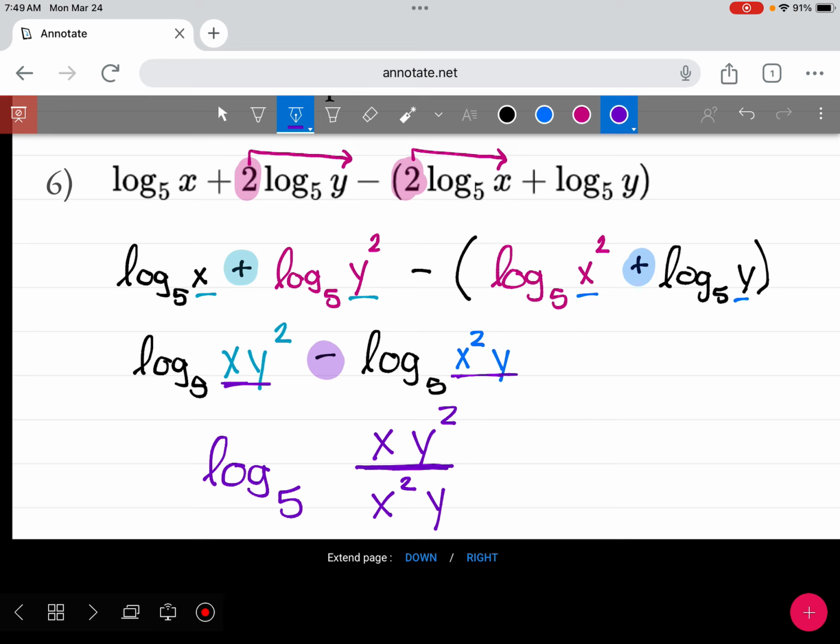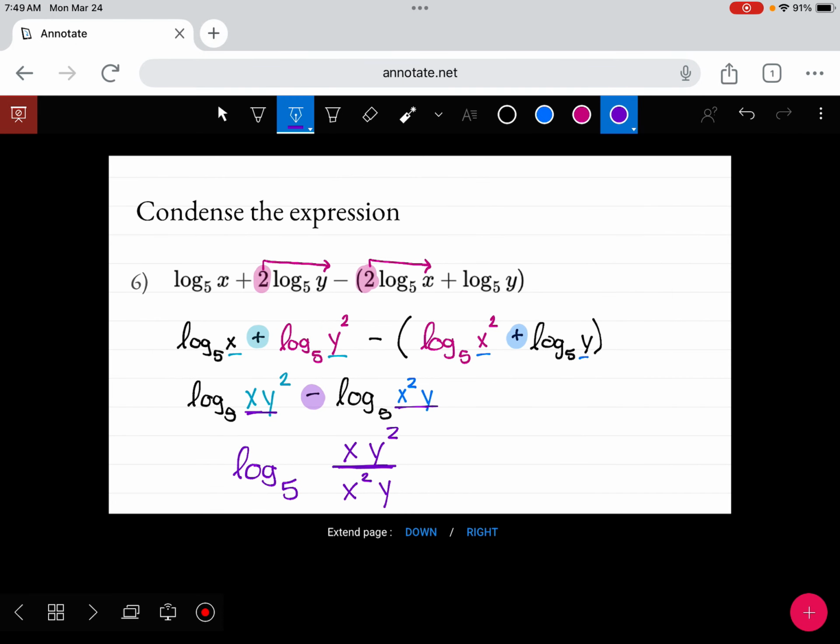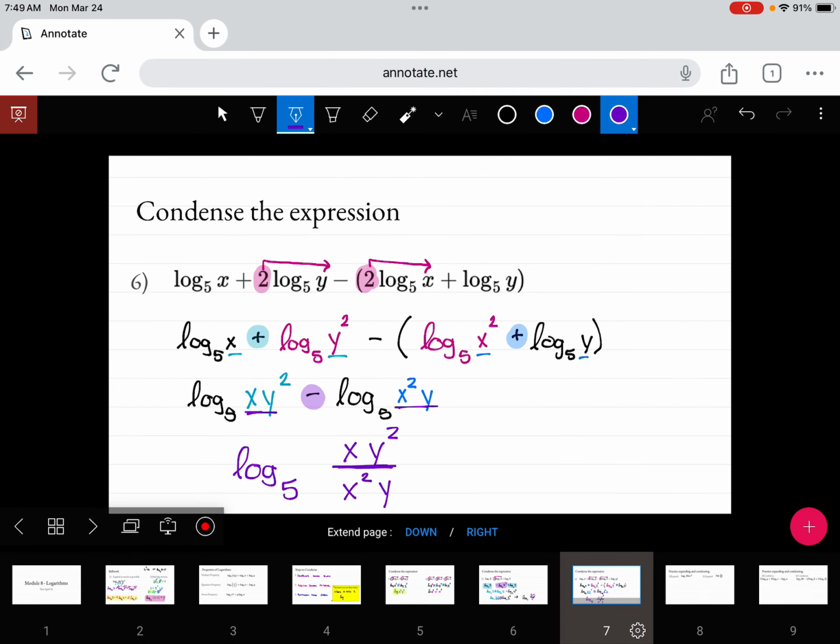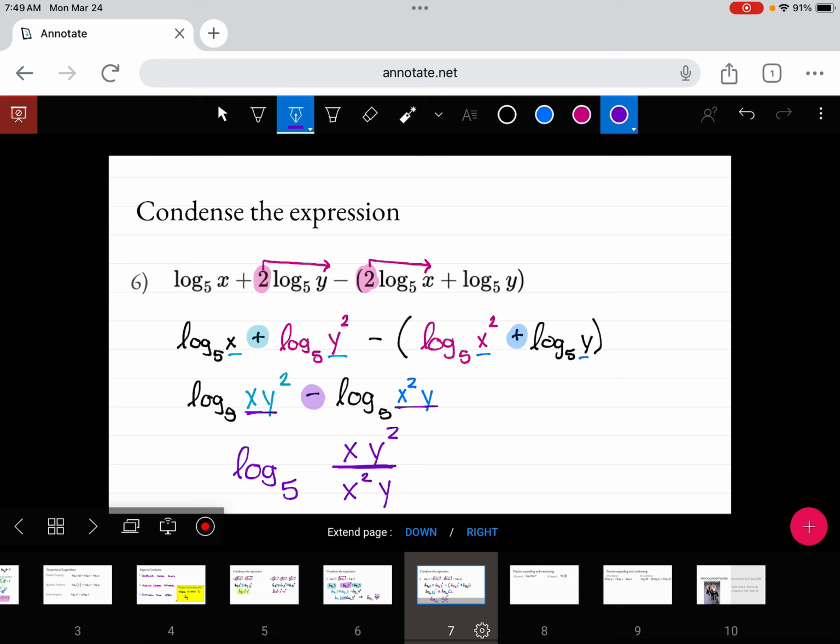There's 4 more questions left on the page to practice our expanding and our condensing. And I want you guys to try those. There's 4 left on the page. See what you can do with that. Give them a shot. I'm going to walk around and see if we can work through some together. But I want you to try those.